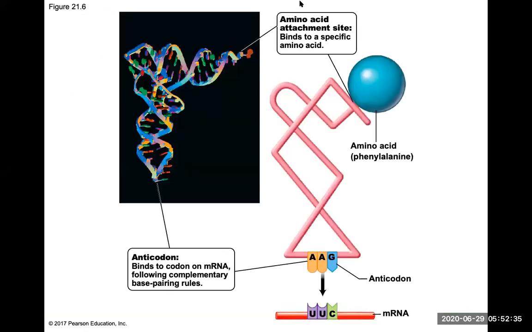So this is what the amino acid attachment site looks like. The anticodon binds to the codon on the mRNA, and you can see that happening here. And the anticodon brings along the amino acid that, again, will be complementary to the mRNA.